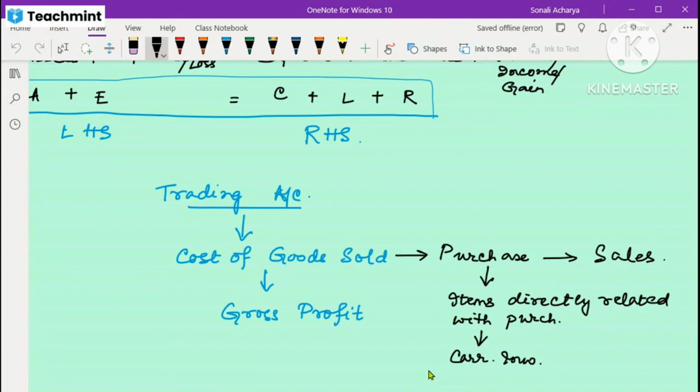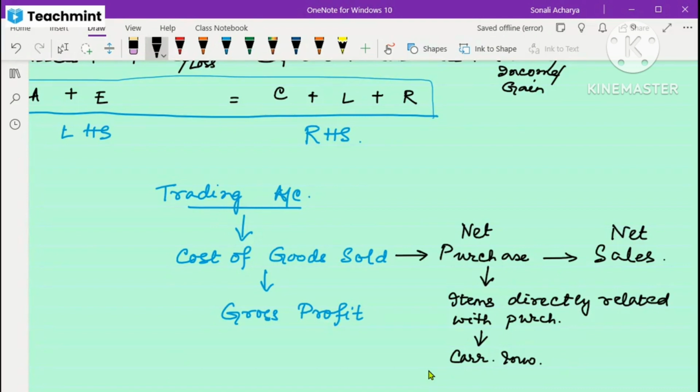Okay, here purchase means net purchase, and sales means net sales. Net purchase means the purchase I have made, minus purchase return, is net purchase. In the same manner, what is net sales? Net sales means the amount of total sales minus sales return. Okay, then we get the net sales item. So these items are given in the trading account.